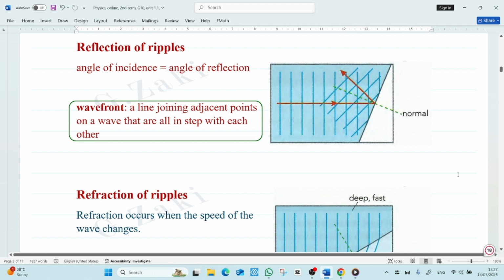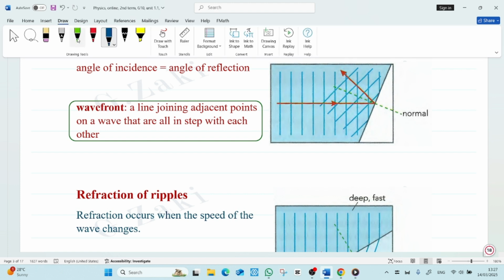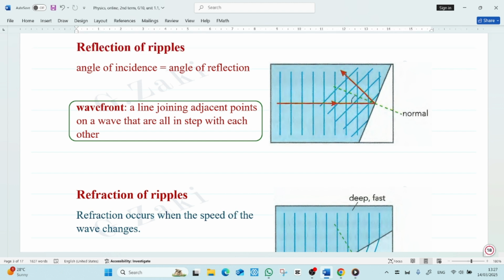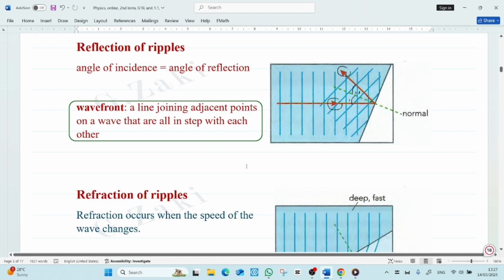The angle of incidence equals the angle of reflection. Here you can see this is the angle of incidence, I, and this is the angle of reflection. The two angles are equal. So this is the incident ray and this is the reflected ray. The wave front here is a line joining adjacent points on the wave that are all in step with each other. The wave fronts are the points of crest.